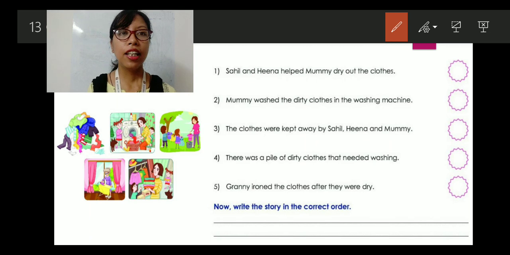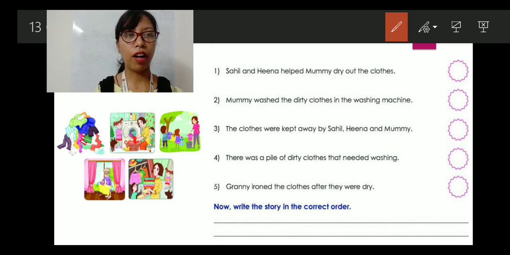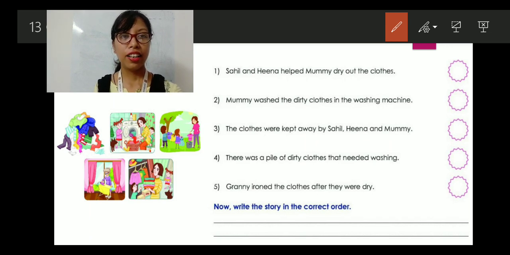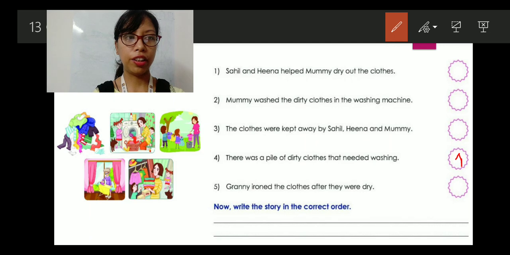So the first one is Sahil and Hina helped mummy dry out the clothes. Now this is not the first picture, what the first picture says, right? Let's go to the second one. Mummy washed the dirty clothes in the washing machine. No. The clothes were kept away by Sahil, Hina and mummy. Number 4, there was a pile of dirty clothes that needed washing. Yes, the first picture says that there was a pile of dirty clothes that needed washing. So in the box on the right side, you can write 1 here.